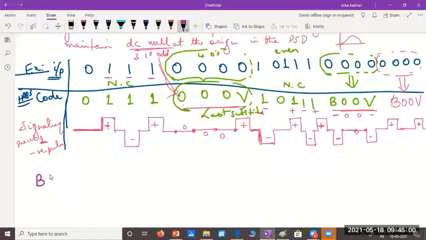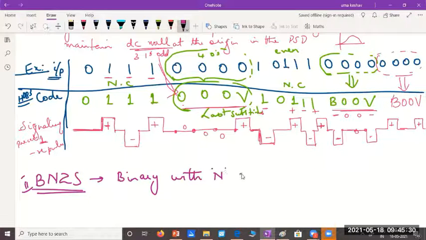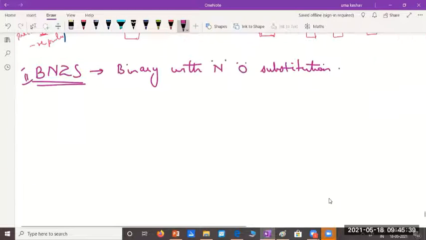No, ma'am. Okay, then we will proceed with the BNZS signaling scheme, which tells us binary with N0 substitution. What does BNZS mean? It is binary with N0 substitution scheme. So the full form of BNZS is binary with N0 substitution.